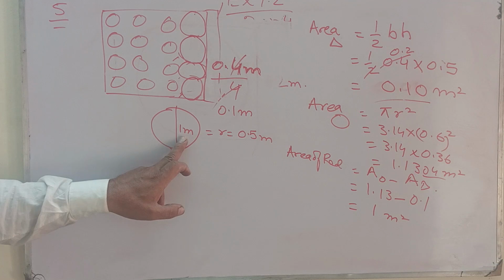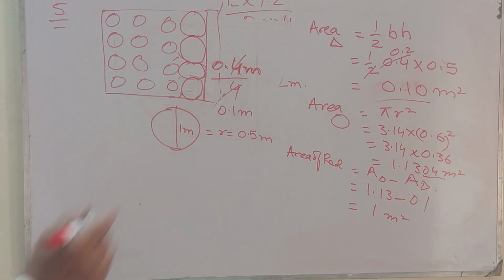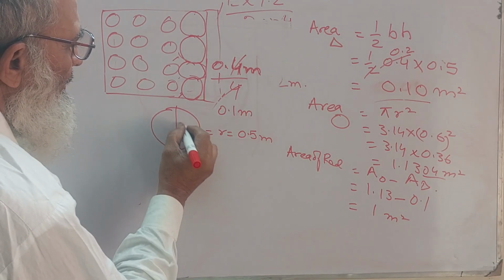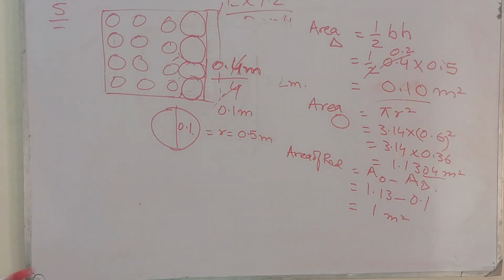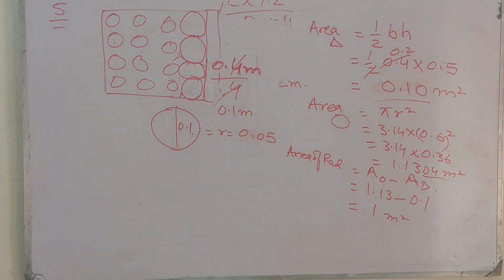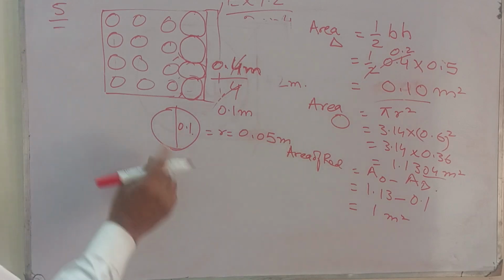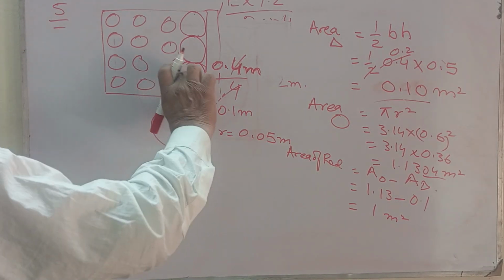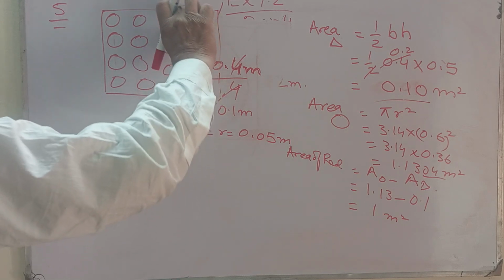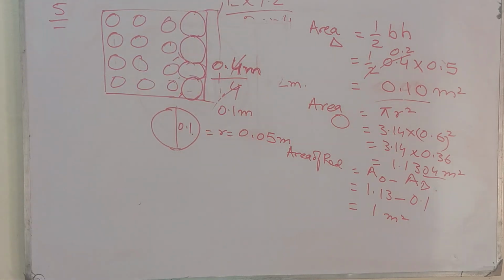Diameter is 0.1 meter, sorry, 0.1 meter, not 1 meter. And of course, when the diameter is 0.1 meter, the radius will become 0.05 meter. Now the radius is equal to this.